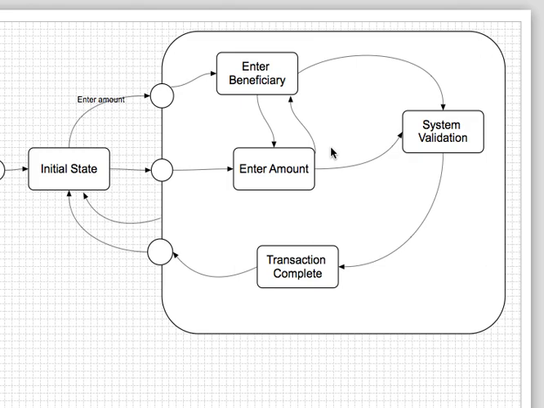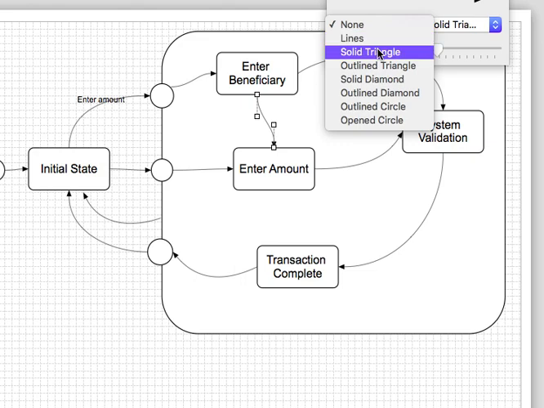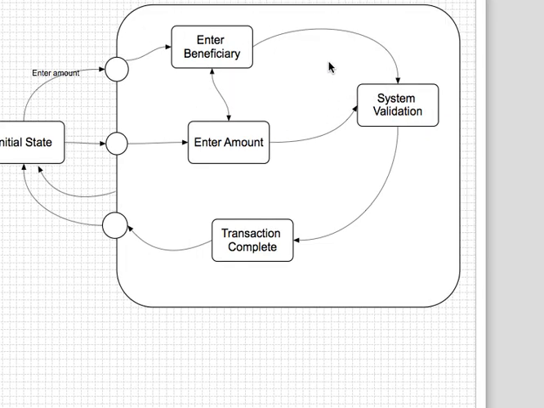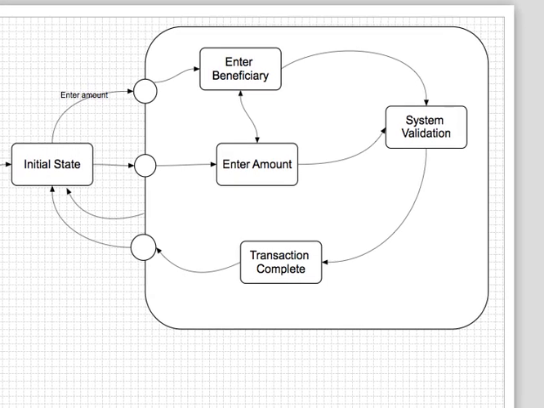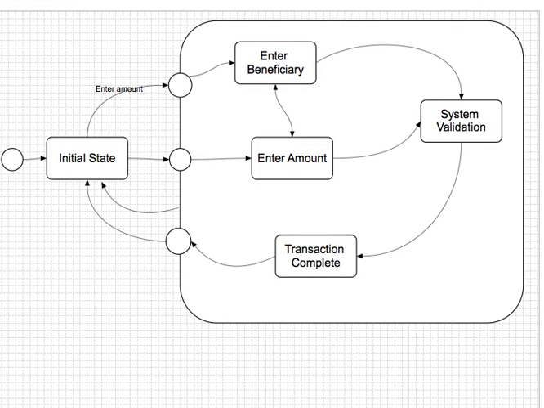Okay, question. I'll just make this a two-way arrow. So we have to have this one. Okay, so you can either enter the amount and enter the beneficiary and do the system validation, or this and this and do this one. I think there's some logic wrong here. You have to add something, but yes.